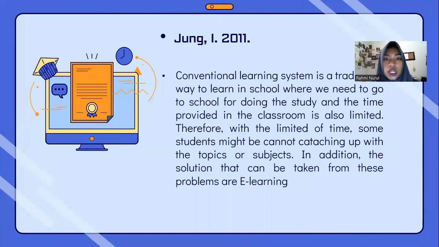We have Jung in 2011. Jung said that the conventional learning system is the traditional way to learn in school. We need to go to school to study, and the time provided in the classroom is also limited by the school, of course. Therefore, with the limited time, some students might not be able to catch up with the topics or subjects, and the solution to these problems is using e-learning.